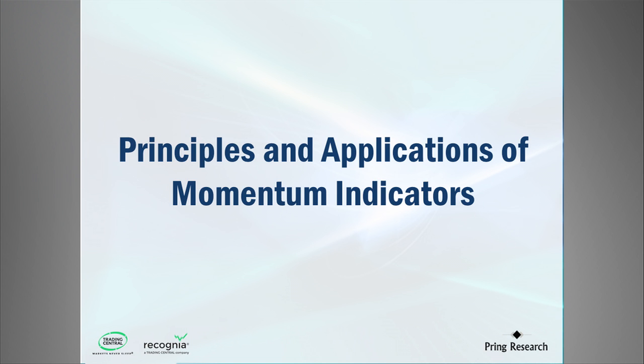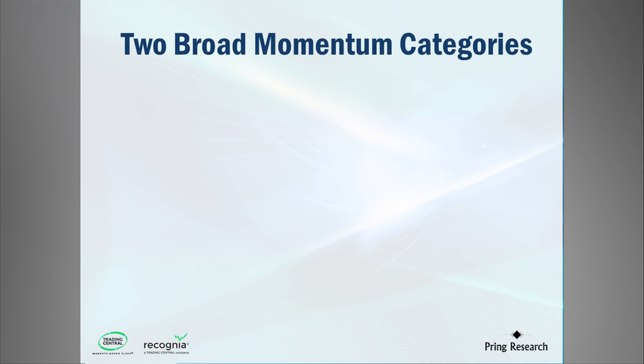Principles and application of momentum indicators. The following description of the principles and use of momentum indicators applies to all forms of oscillator. They can be roughly divided into two broad categories. One, those that deal with overbought and oversold conditions, divergences, and the like. I call these momentum characteristics.